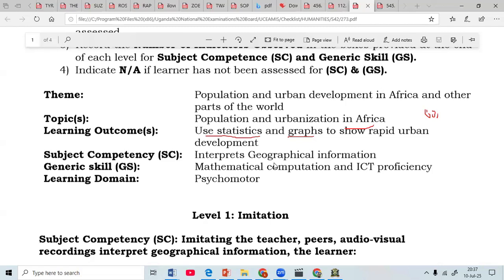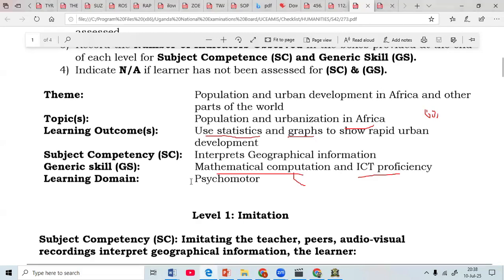But you notice that this child makes some mathematical computation. Now, under mathematical computation, we are looking at, can this child be able to draw those graphs? Can he or she be able to interpret the different graphs he or she has drawn? Then ICT proficiency, we are looking at, can he use the ICT tools, maybe to search for given information? In case you have given them a task, can he go online and search about the different statistics, how we are doing currently? Now, there you are looking at achieving the learning outcome and being able to develop.